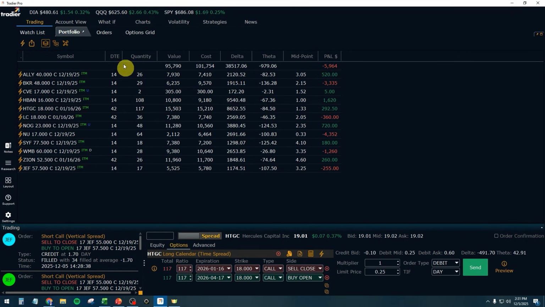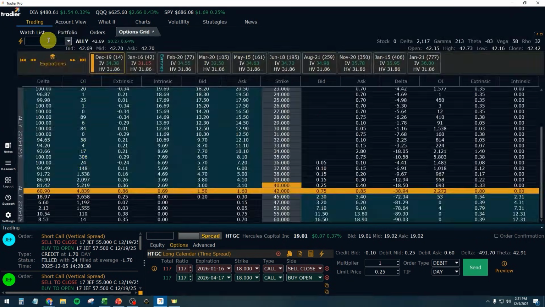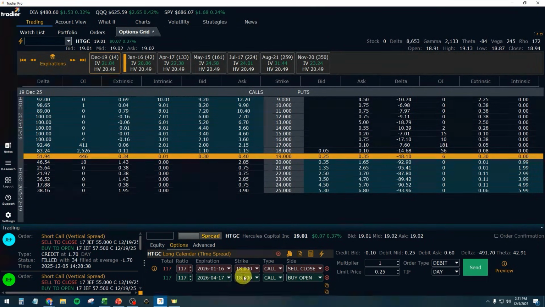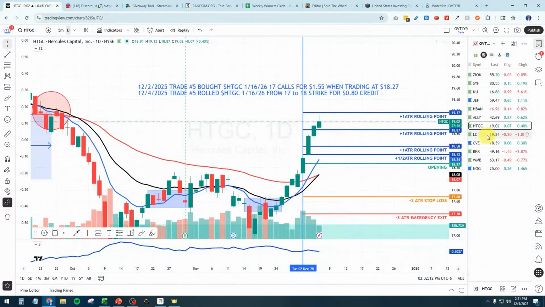Hit roll. Go over here to HTGC, and looking at the 18 to the 19. So the 19 gets us from 83 delta to 51 delta. Has enough open interest, but it's 34 cents. It's basically all extrinsic value. There is no more intrinsic value. So it's not in the money really at all. So I'm not interested in rolling that guy. And no other reason to close it.